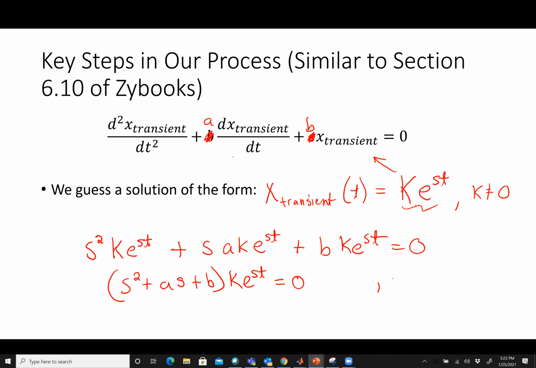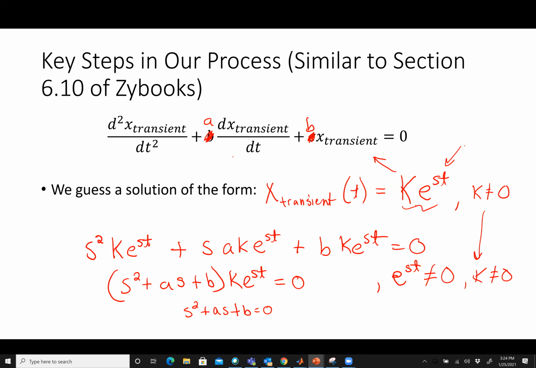Now, what do I know about e to the st? What can it never be equal to? Zero. And I said k can never be equal to 0. I've got three things multiplying each other: k, e to the st, and that polynomial. The only thing that could possibly be 0 is the polynomial: s squared plus a s plus b equals 0. So I am going to get two roots for s, two values for s, and that's going to give me two exponentials.